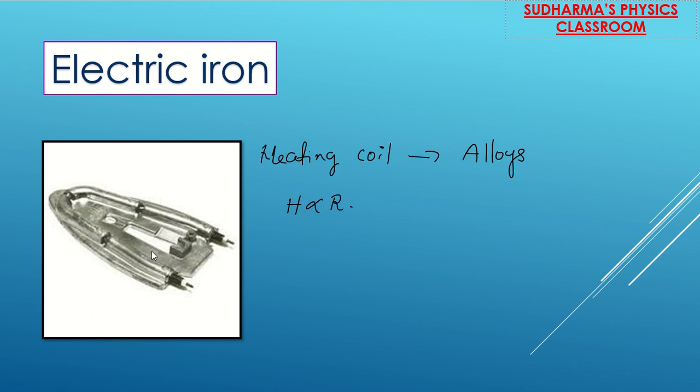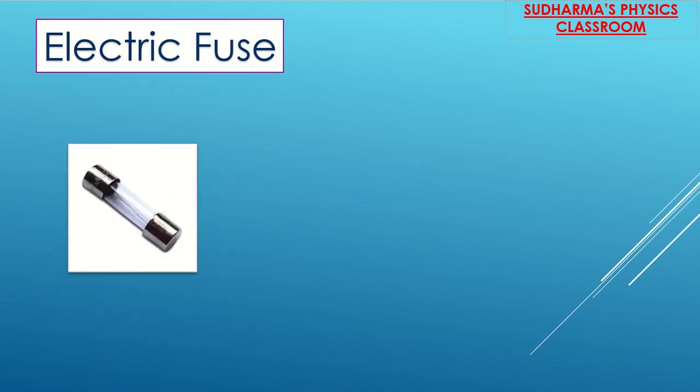So do you know what material is used to make the heating coil of this device? As I said, it is made of alloys, and especially it is made of nichrome. Even standard resistors are also made of nichrome. Okay, so that's about the electric iron. So again, the keyword is Joule heating. The resistance is more because the heating coil is made of alloys. You will get marks only if you write all these points. Very valid points you have to write.